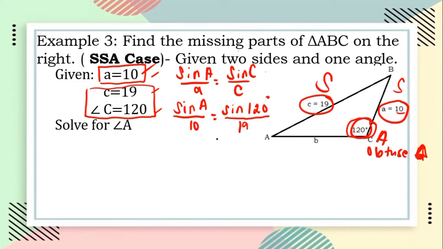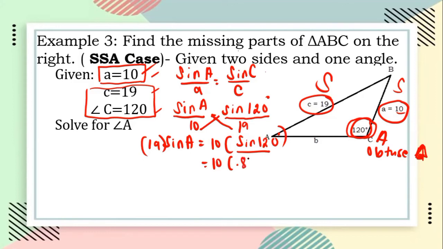Alright, so after that, just follow the steps or any properties of ratio and proportion. So we can cross multiply 19 and sine A, and then cross multiply 10 here. So we have 10 sine 120 degrees. So get the value of sine 120 by pressing it into your calculator. The value of sine 120 is 0.866. In this part, you cannot press this one because angle A is missing, so just write it down.